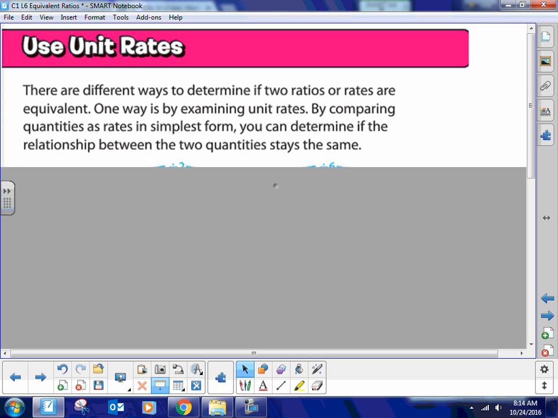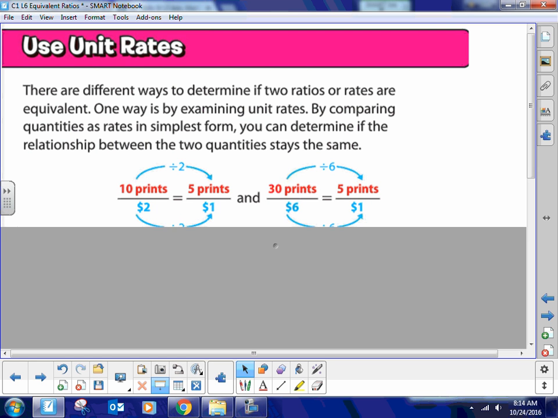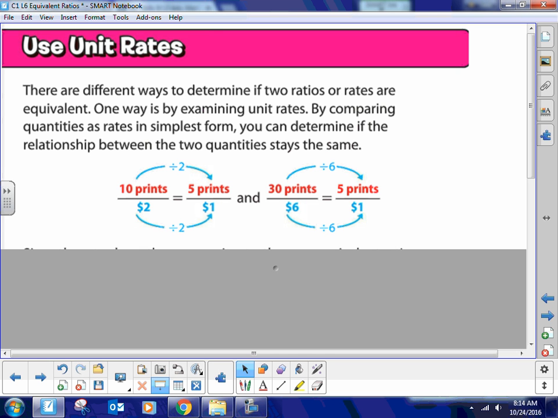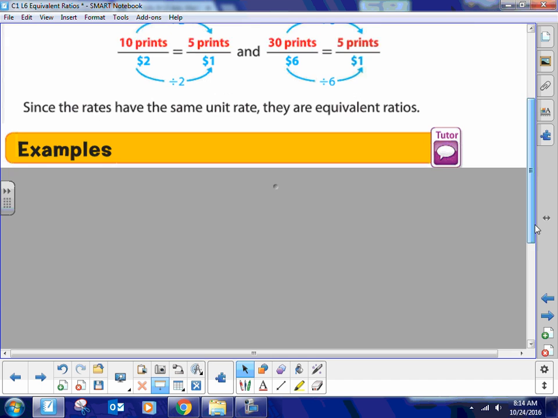Okay, use unit rates. There are different ways to determine if two ratios or rates are equivalent. One way is by examining the unit rates. By comparing quantities as rates in simplest form, which we talked about, you can determine if the relationship between the two quantities is the same. As they've done here, 10 prints for $2 is equal to 5 prints for $1, and 30 prints for $6 is the same thing as 5 prints for $1. They simplified it down to a unit rate. Since the rates have the same unit rate, they're equivalent ratios.